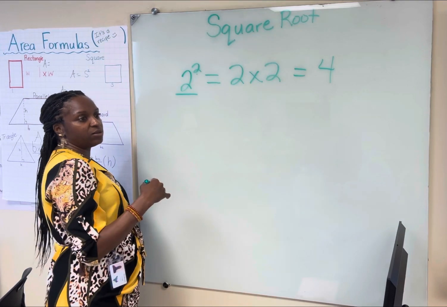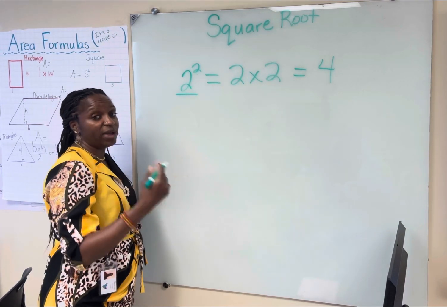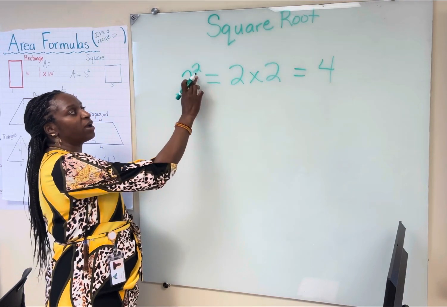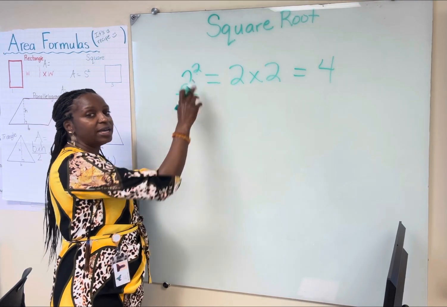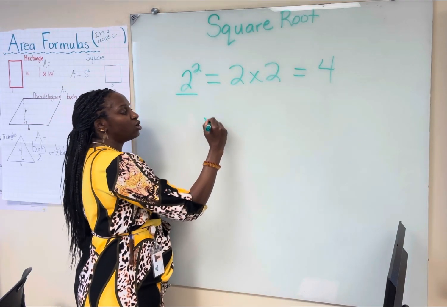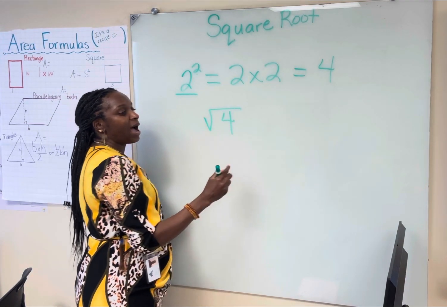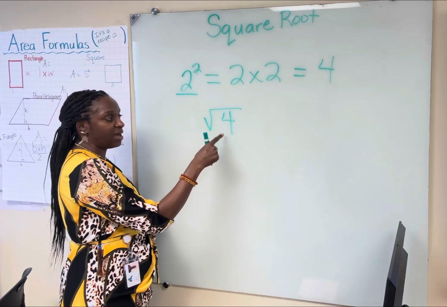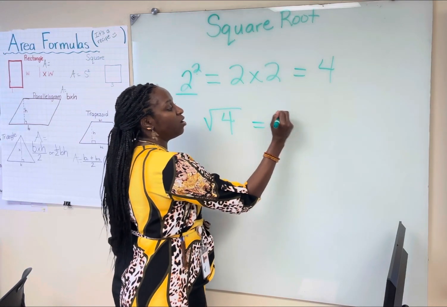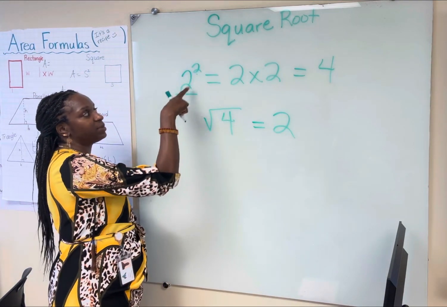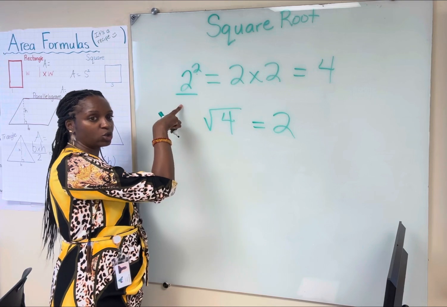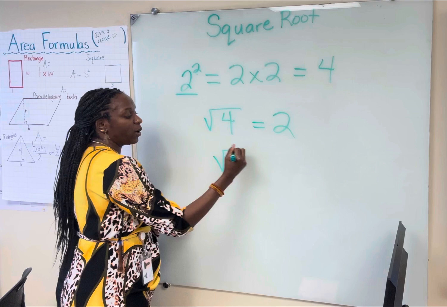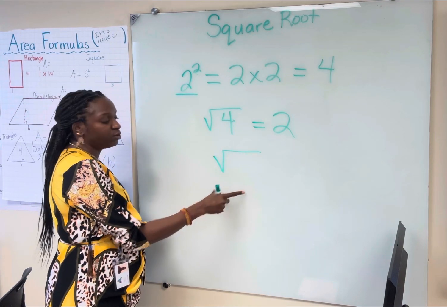So the opposite, just like we know the opposite of addition is subtraction, and the opposite of multiplication is division, the opposite of squaring a number, or to the second power, is square root. So if I wanted to know the square root of 4, I would have to know what number we would multiply by itself to get this number. And we know that it's 2 because it is the opposite of what we just did, which was squaring the 2.